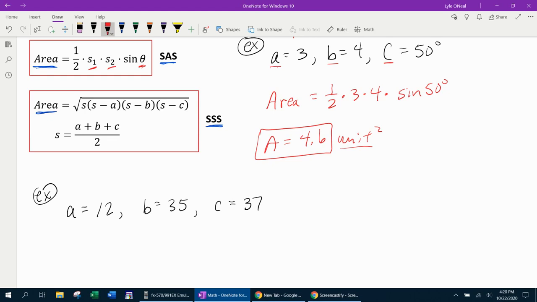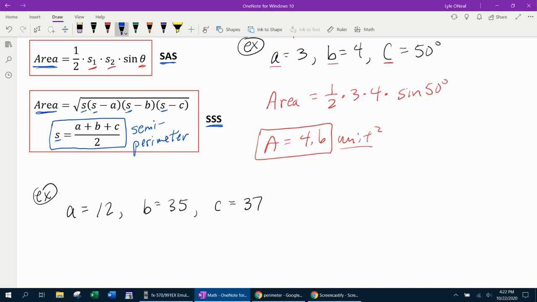Okay, now notice for side side side, we do actually have two different formulas. This formula right here calculates the value for S that you're going to need to plug into the area formula. So if you're wondering what S is, that is the semi-perimeter. That's what that stands for. S is the semi-perimeter, which means halfway around the triangle. Semi means half the perimeter.